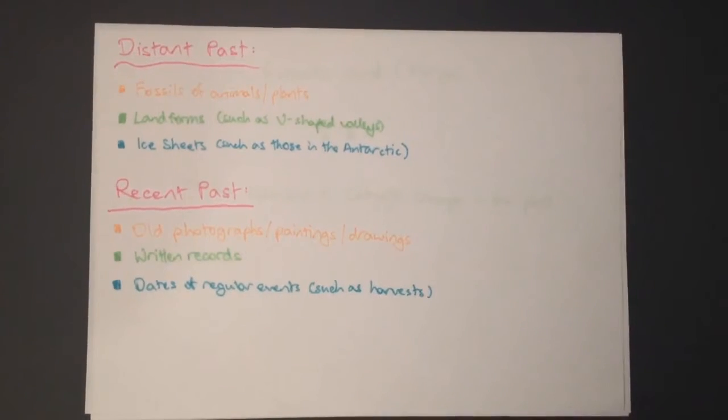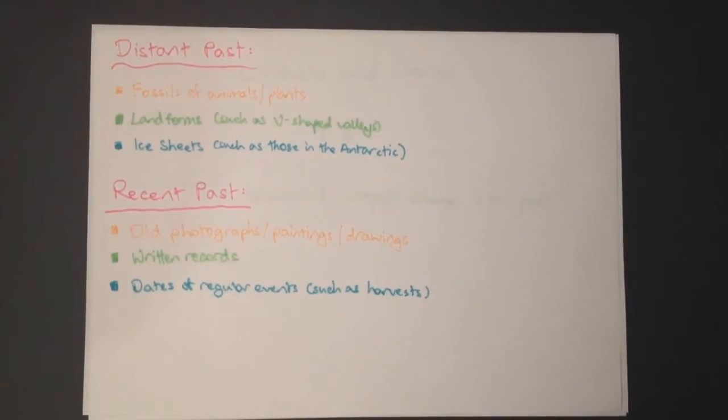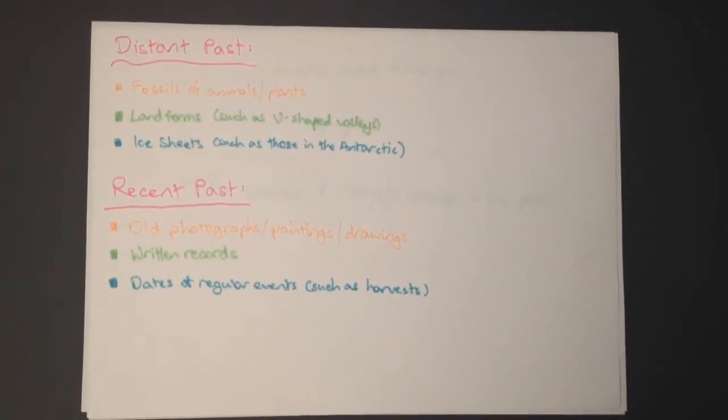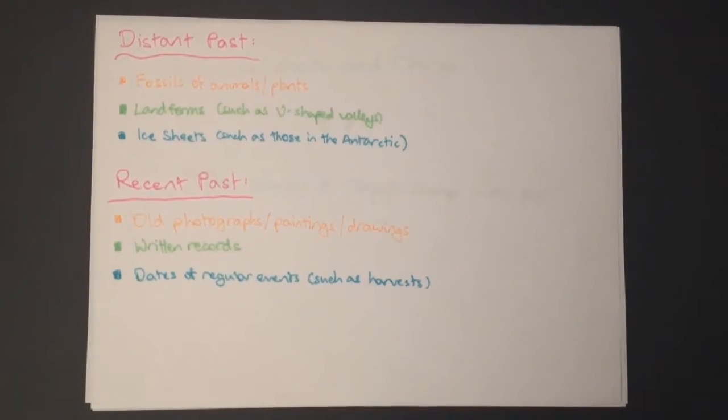You can also find ice sheets, especially in the Antarctic. Scientists often collect and then measure the carbon dioxide concentrations of the air trapped inside the ice sheets. They could then find out about past temperatures using these carbon dioxide concentration levels.